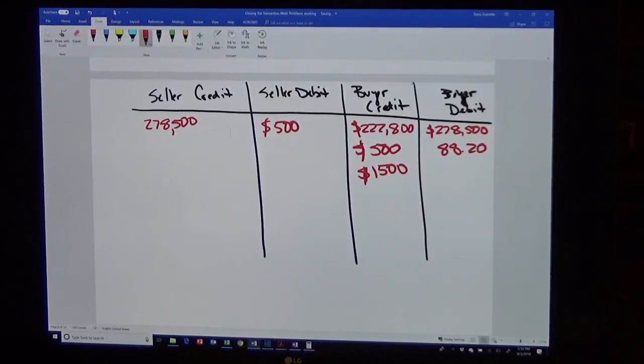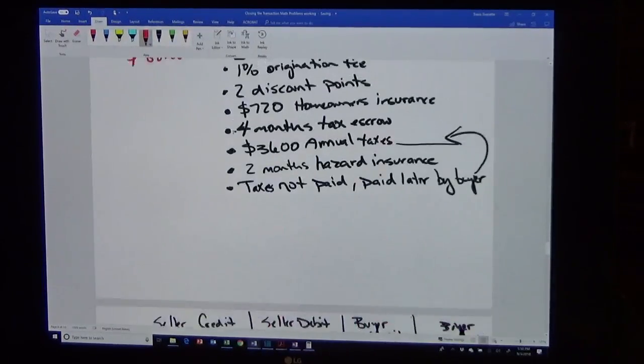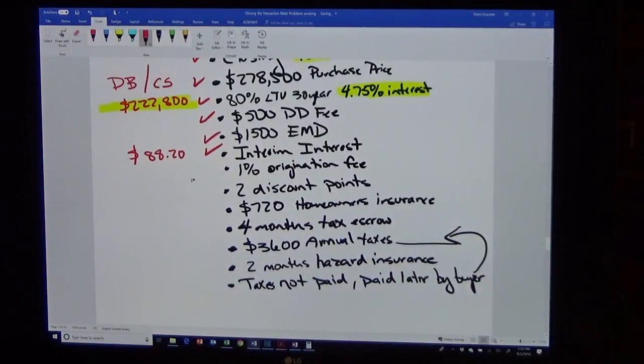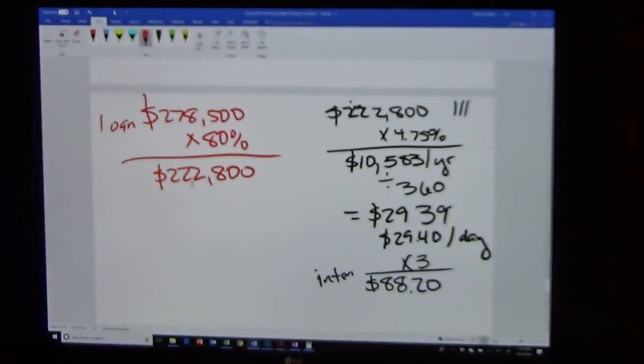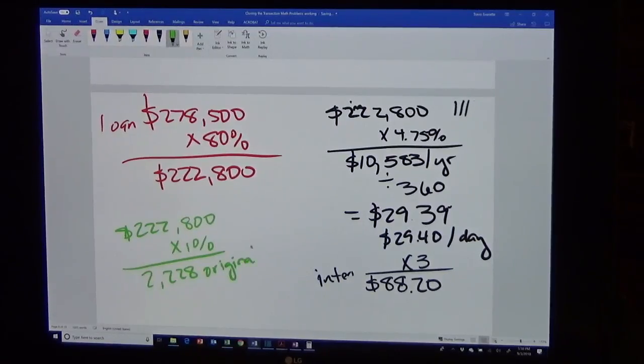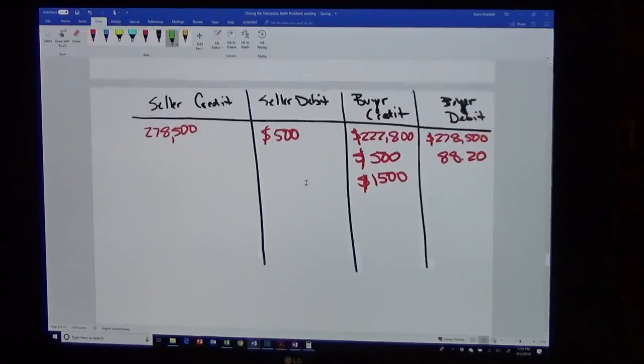$88.20 interim interest. Alright, next bullet point, 1% origination fee. Well, it's 1% of the loan amount, so if we want to do an origination fee, we come right back to that loan amount of $222,800 times 1%. That is $2,228 in origination charges. So $22.28 for our origination.